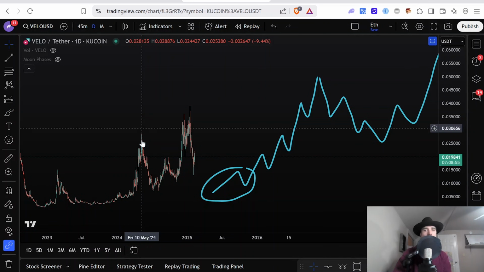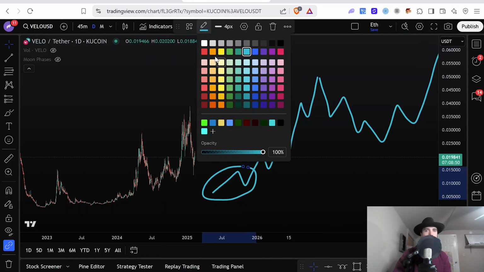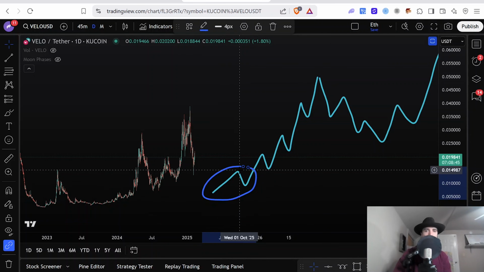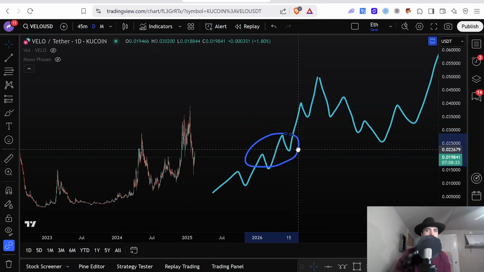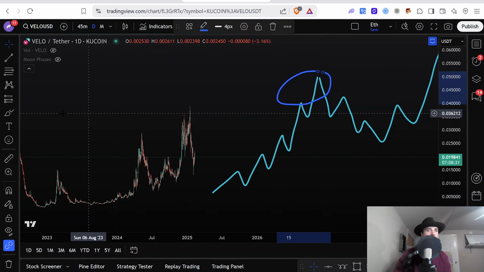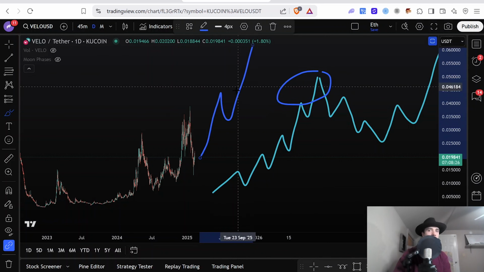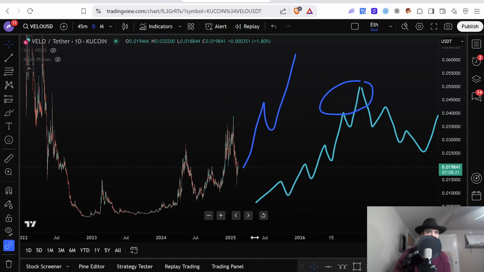So personally, I believe Velo is basically right here. It took 2 years for us to form that first impulse wave right here, and then this pullback right here. But what I believe is about to happen is we're about to accelerate, and price is going to move faster and faster on the upside and continue to make higher highs and higher lows. But this time it's going to be moving faster, and it's going to start to accelerate and really go parabolic.